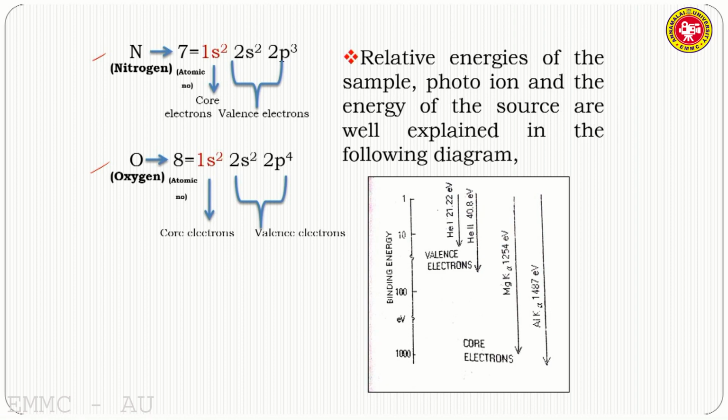Next, the relative energy of the sample photon and the energy of the source are well explained in the following diagram. So, by using helium 1 and helium 2 ion sources, valence electrons are monitored. By using an X-ray source, that is magnesium K alpha and aluminum K alpha, both valence and core binding energies are studied.